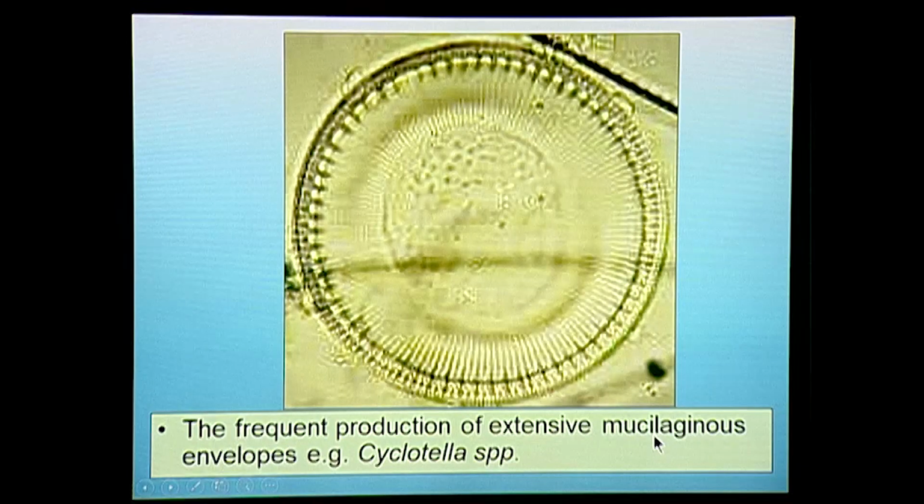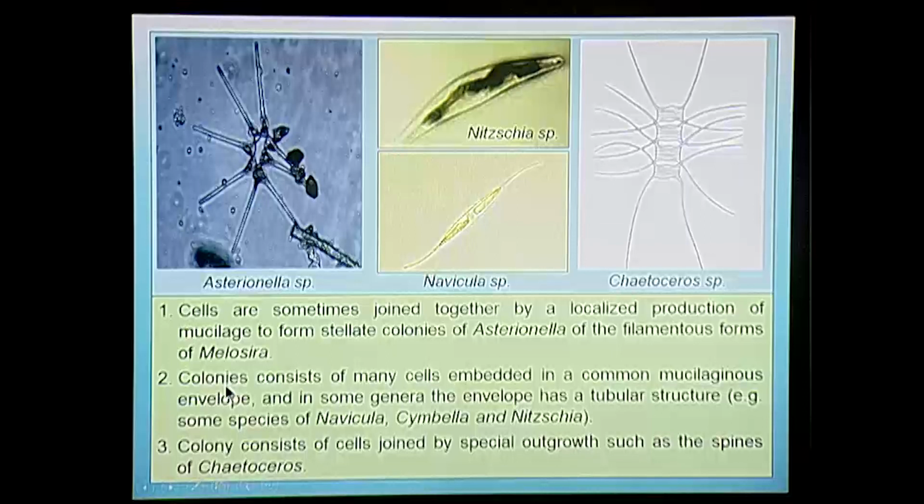Next, we have these extensive mucilaginous envelopes of Cyclotella species. The cells may sometimes be joined by mucilage and form a network. Colonies of cells may be embedded in a common tube and form a tubular structure, such as Nitzschia navicula. And the horns of Chaetoceros also are joined together by these special outgrowths and form a colony or a chain.